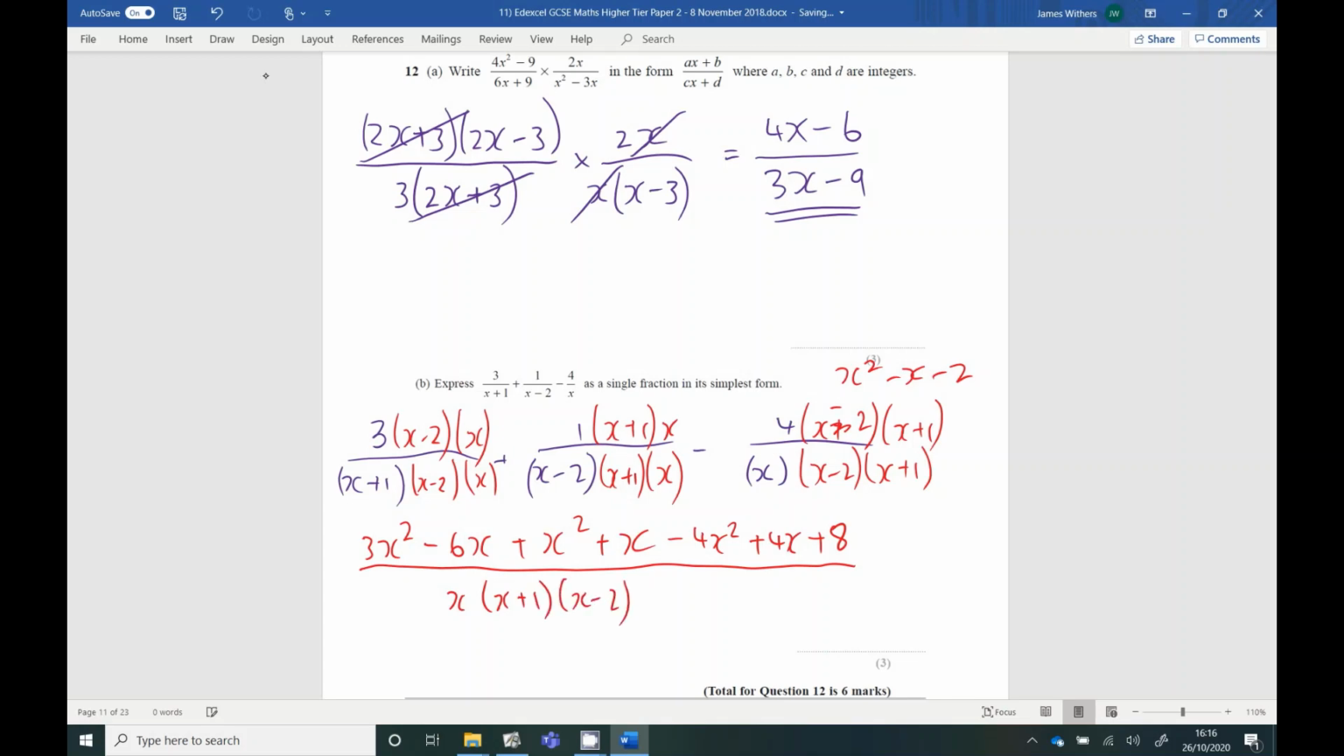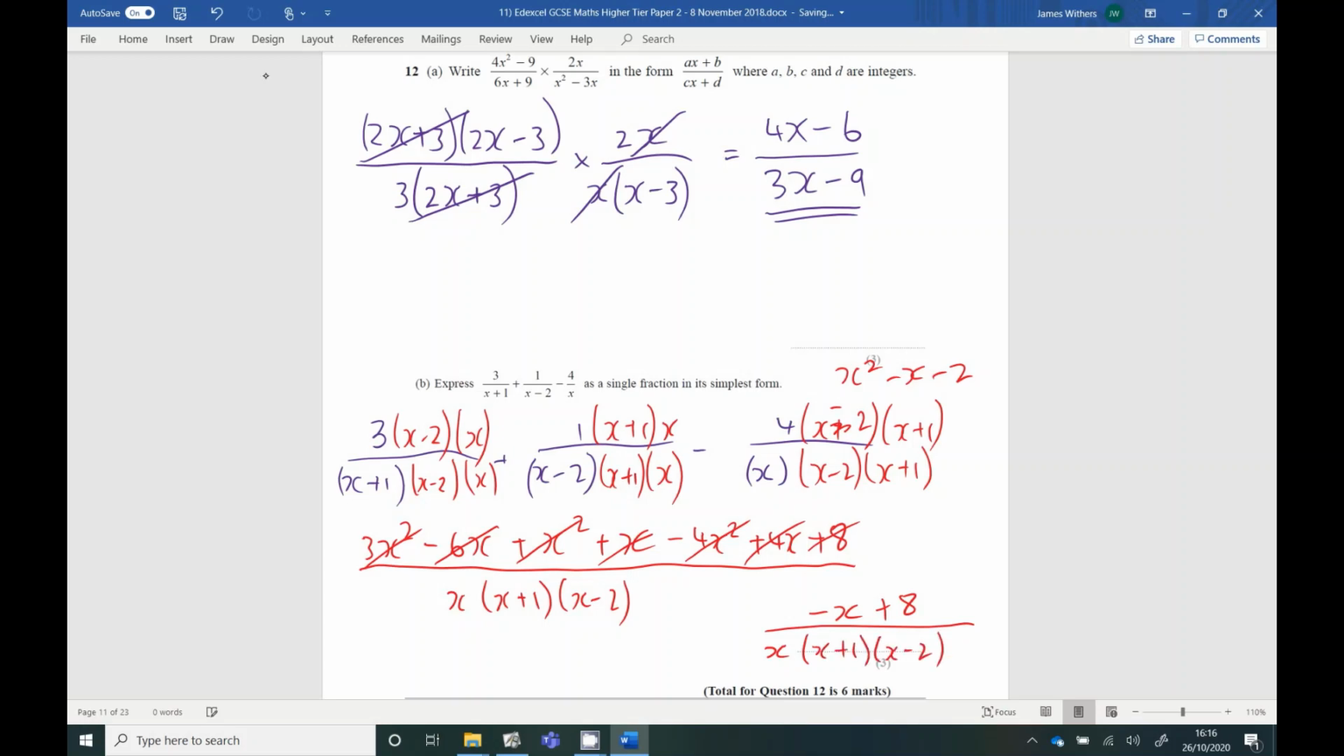So gathering up my like terms, I've got 3x squared, add x squared, minus 4x squared, so the x squareds all cancel out, minus 6x plus x plus 4x is minus x, and then I've got the plus 8 on the end, and that's all over my common denominator of x plus 1, x minus 2.